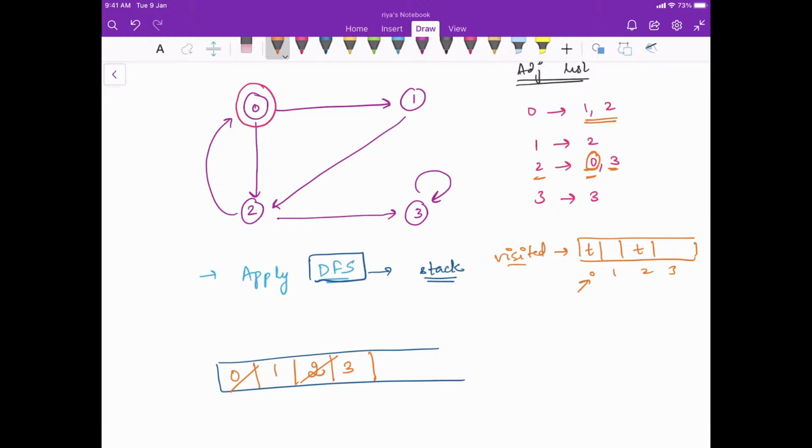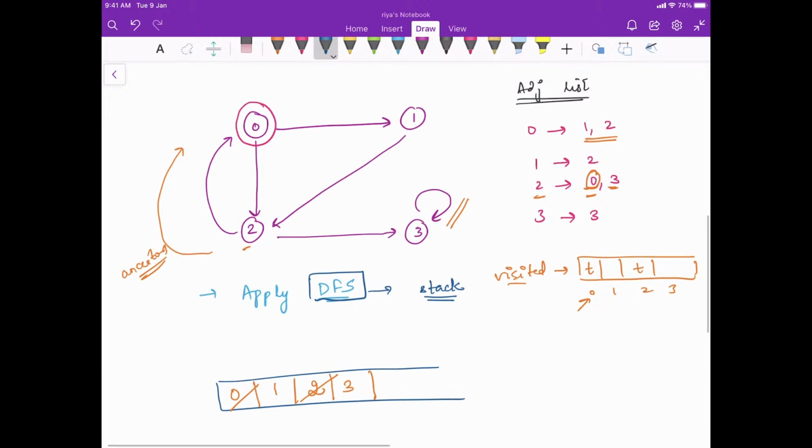So when you are visiting a node that has already been visited, that basically means that either you came across a backedge, in the sense that the node is pointing to itself, or you simply started pointing to one of your ancestors, correct? And this ancestor property works here because 0 was pointing to 2 and now 2 is again pointing to 0. So this is how you can detect cycles in a directed graph.